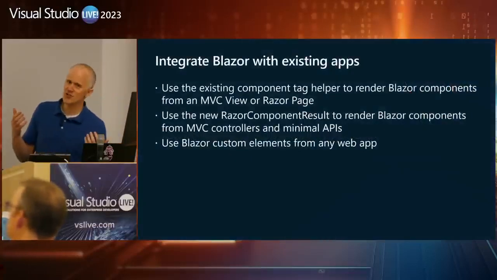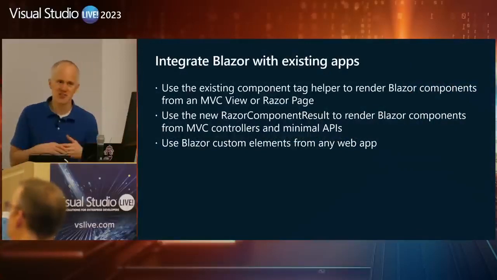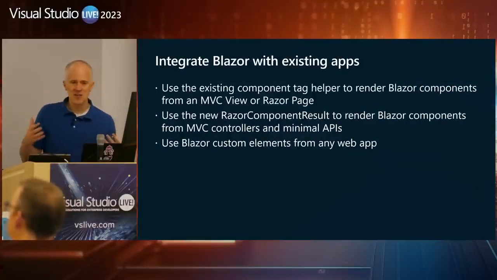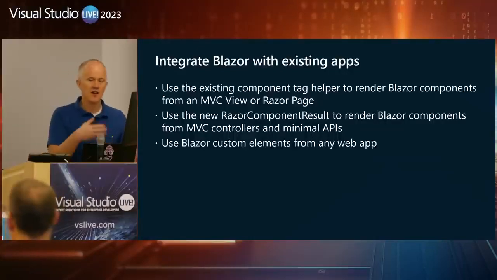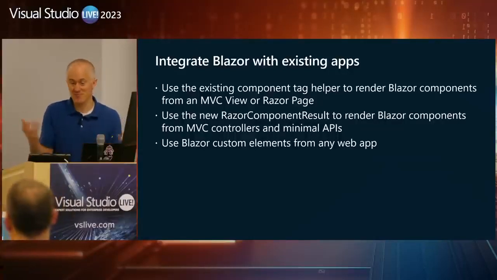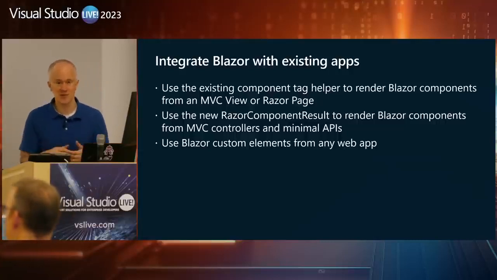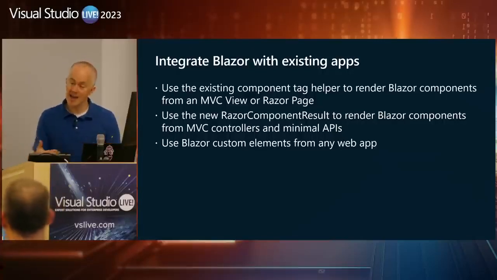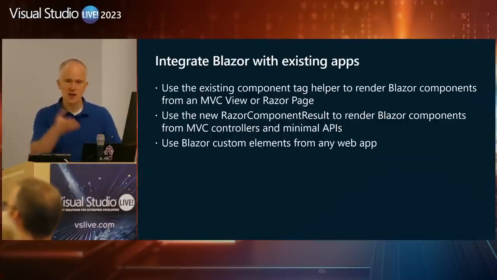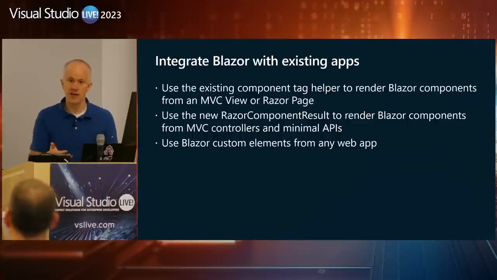What if you're using MVC or Razor Pages or something, you're not using Blazor? What does this all mean to you? Well, we have been progressively adding more and more features that enable you to integrate Blazor into existing MVC and Razor Pages apps, and really any kind of app. If you have a React application or an Angular application, you can add Blazor to that. Prior to .NET 8, we have been shipping a component tag helper that you can use in an MVC view or a Razor page that allows you to render a Blazor component as part of that page. That's already supported today. You can do that with .NET 7.